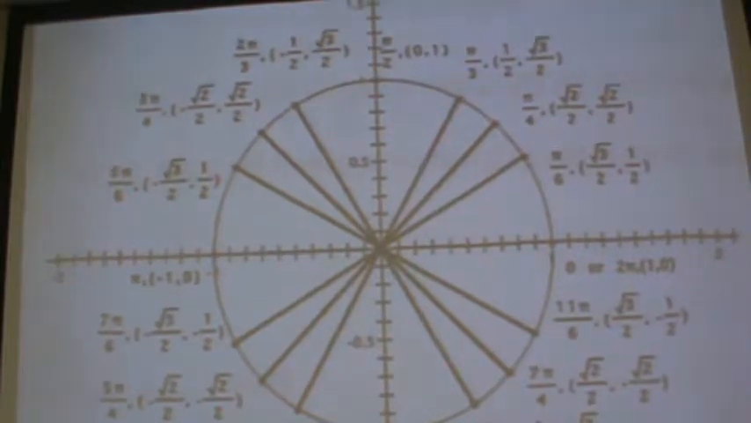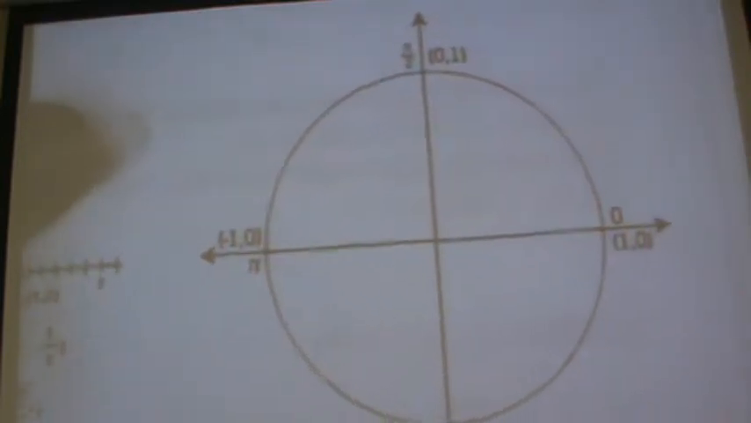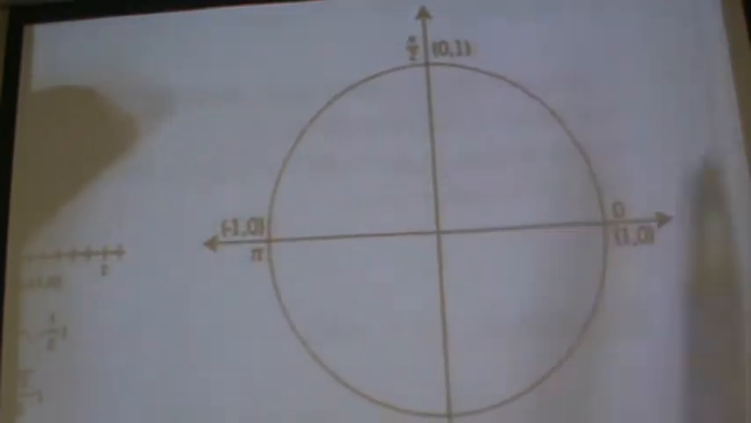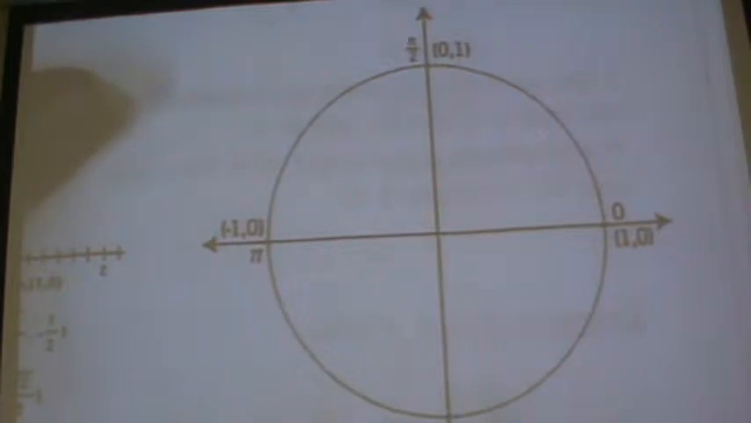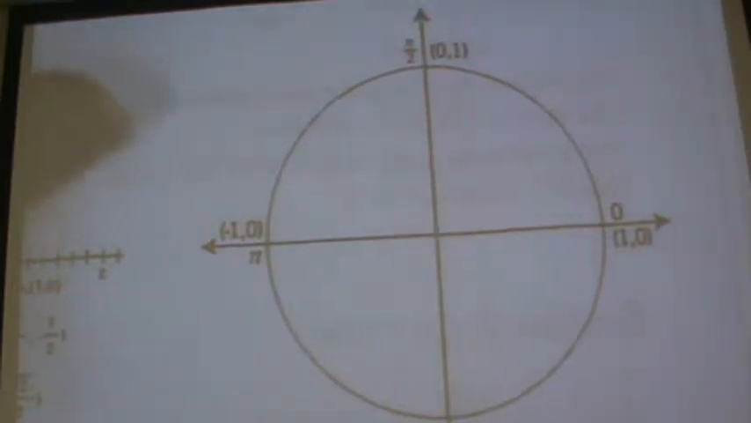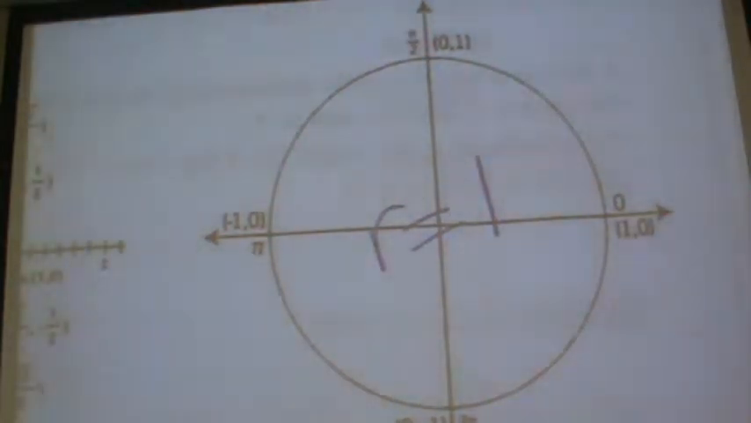Now, because this is just a lot, we're going to concentrate on these 4 lovely places. 0 radians is 1, 0. Pi over 2 is 0, 1. Pi is negative 1, 0. 0, negative 1 is 3 pi over 2, and then back to 2 pi. And if you're on the unit circle, what is the radius from here to here? What's the radius? 1.